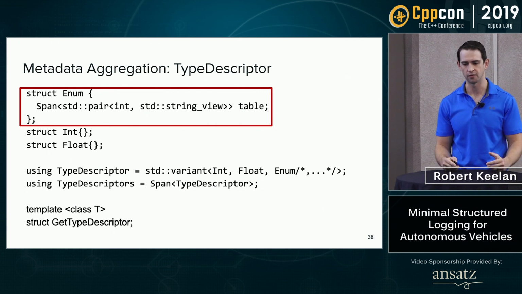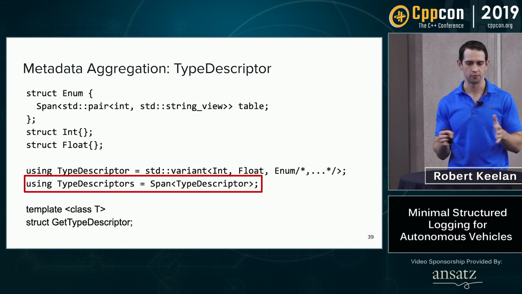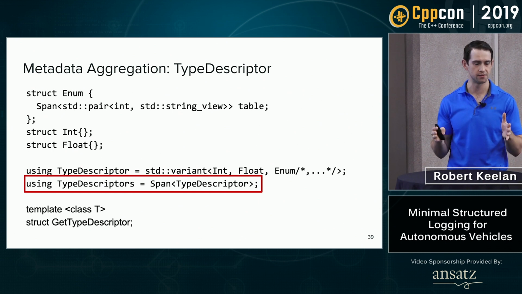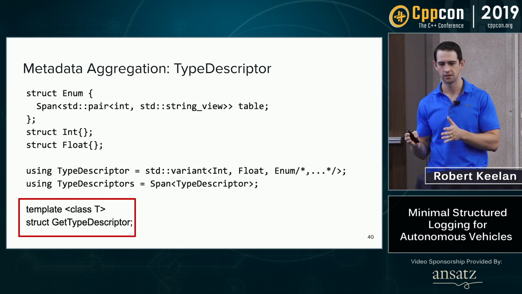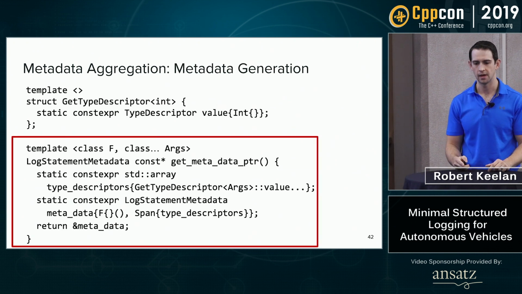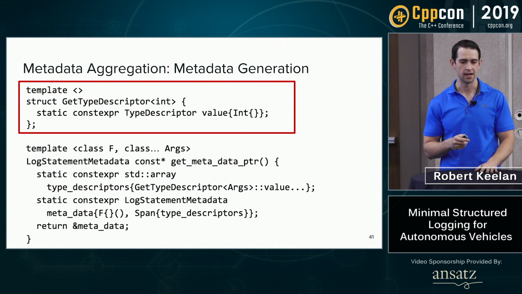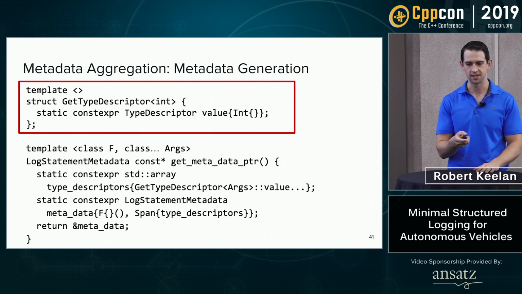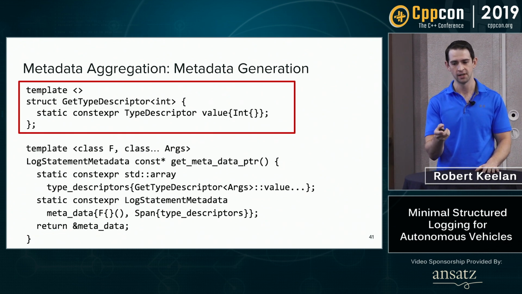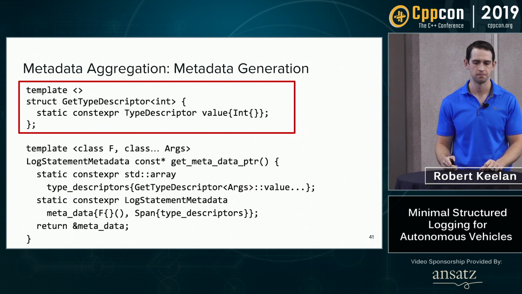It also makes this framework very extensible. And when I talk about type descriptors plural, really they're just a span, or a contiguous view, of elements of those type descriptor variants. Now we need to talk through how we go from types like integer into type descriptors. We do this using this type descriptor trait, and here's what that trait would look like for something like an integer. It's specialized for the type int. It's got a static constexpr type descriptor variable, and we initialize that with that integer tag.